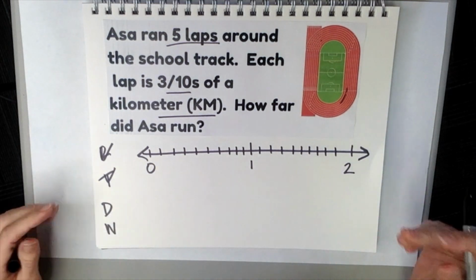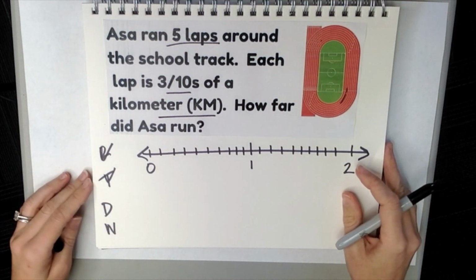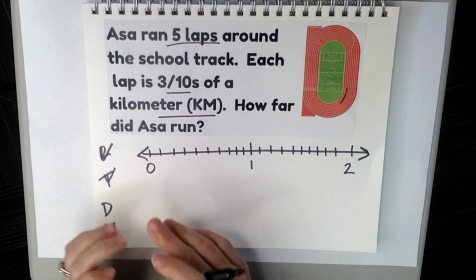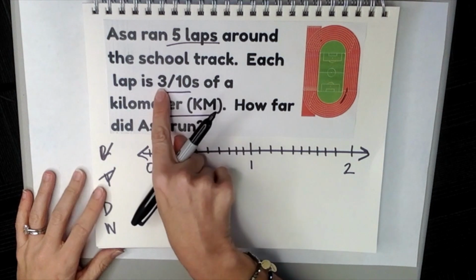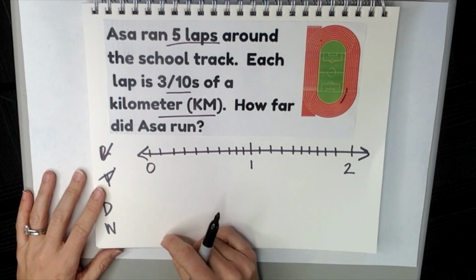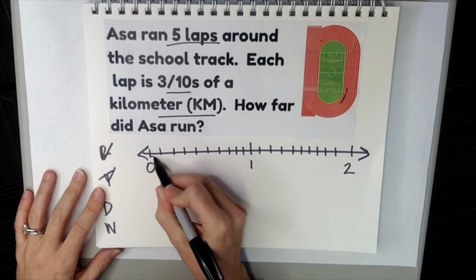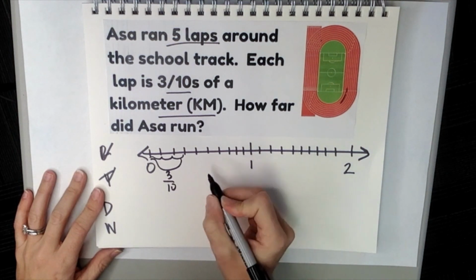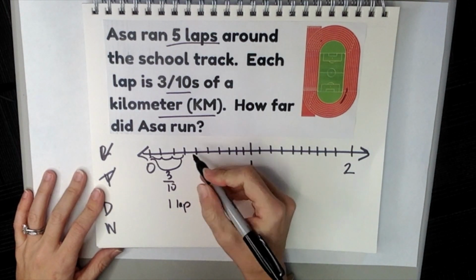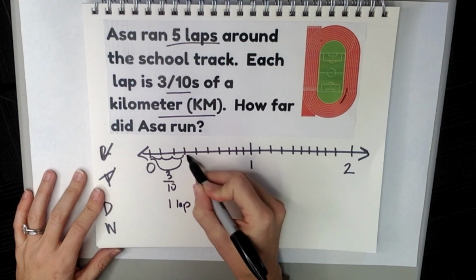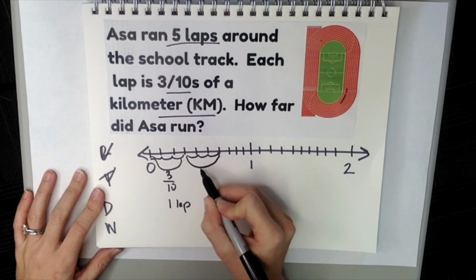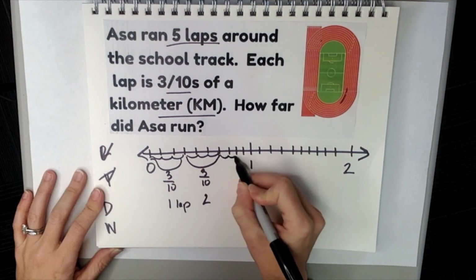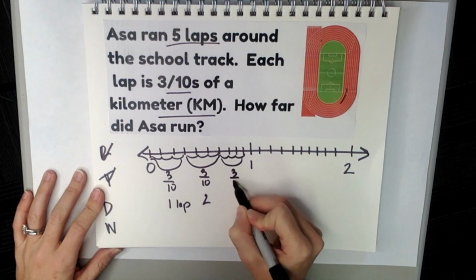When you draw it yourself, it's a little hard to get it perfect. It's good to use number models or number lines that your teacher might have for you to help you get it accurate. So let's jump 3/10 5 times. So 1, 2, 3. So that's 3/10. That's one time, one lap. 1, 2, 3, 3/10. That's the second lap. 1, 2, 3, 3/10. That's the third lap.